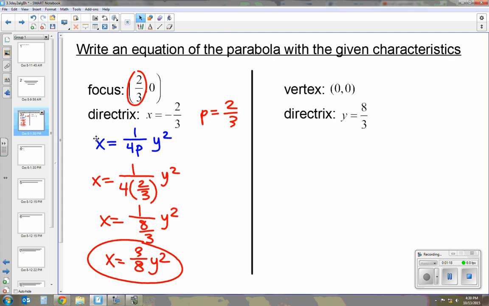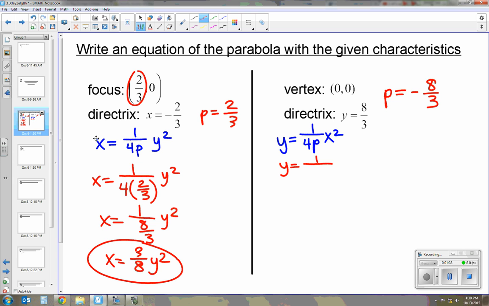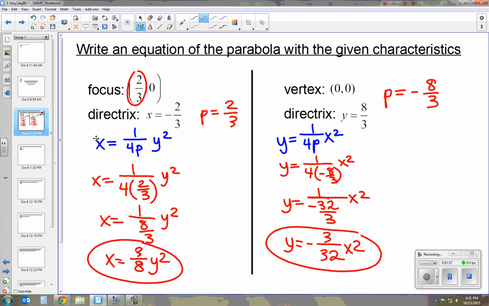Now our next one, I give you the vertex of (0, 0) and the directrix of y equals 8/3. So this is going to be a y equals 1/4 p x squared. So we need to find the value of p. And the value of p is always the opposite sign of the directrix, so this is going to be a negative 8/3. So let's plug in and solve. So y will equal 1 over negative 32/3 x squared. So y will equal a negative 3/32 x squared. And there's our answer for that equation.